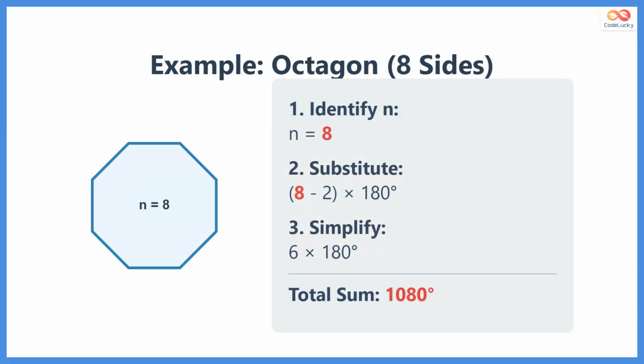Let us try an example. Suppose we have an octagon like a stop sign. An octagon has 8 sides, so n equals 8. We plug 8 into our formula. 8 minus 2 is 6. Then we multiply 6 by 180 degrees. The total sum of the angles in an octagon is 1080 degrees.